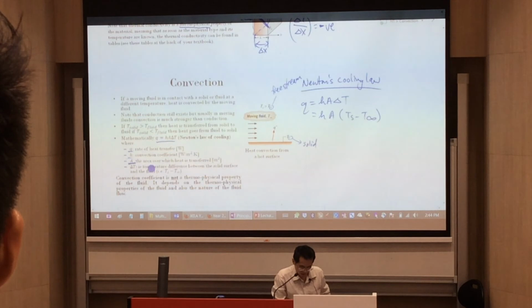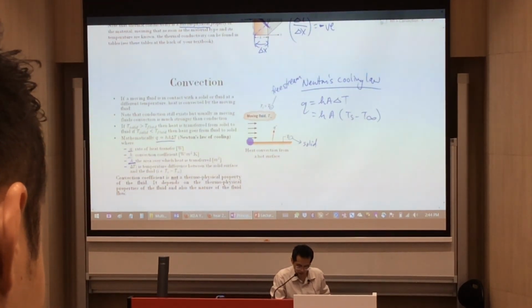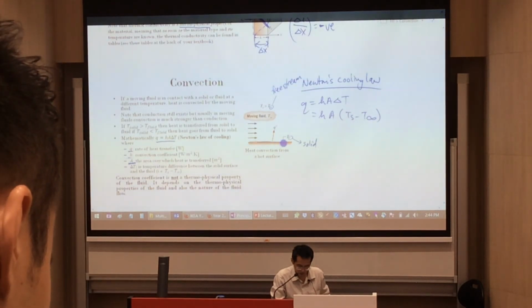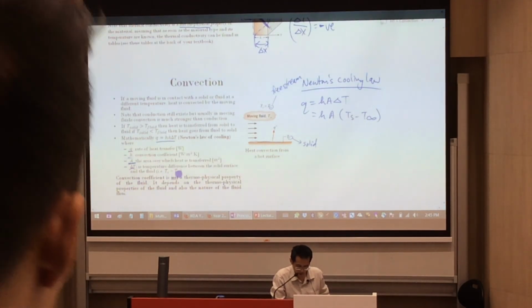Now this area here refers to, again, where heat is transferring out perpendicularly. So that's the surface area of this solid. And the other T here refers to Ts minus T infinity.